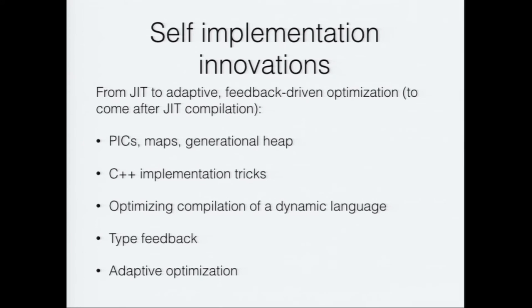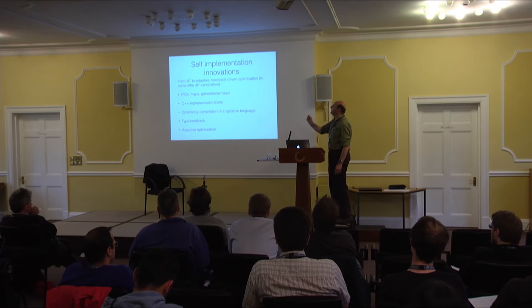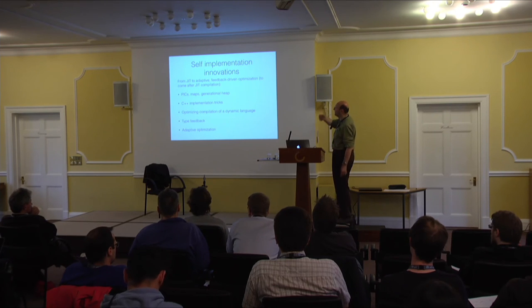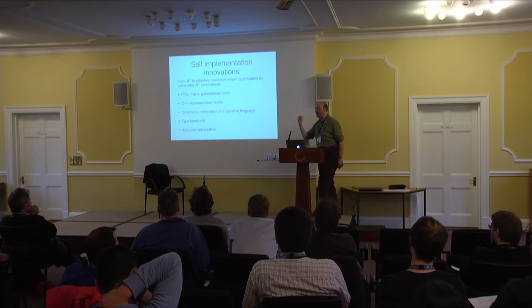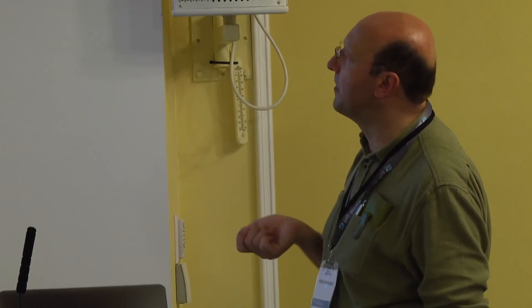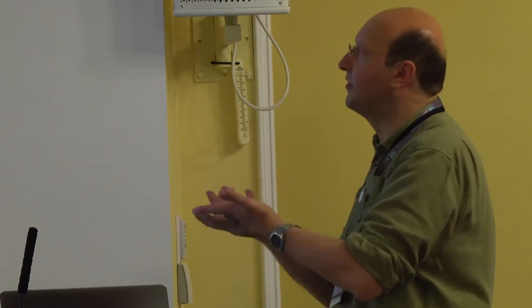So Self took the next set of steps, building on the Deutsch and Schiffman implementation, and brought a lot of virtual machine technology very close to what we see in VMs today. So it went from just-in-time translation, a one-off, do it just at the point where you're executing the code the first time, to doing feedback-driven adaptive optimization. So you compile maybe once, but then you go back and you recompile and you do more and more optimization. And for that, you need both more compilation technology, but you also need the right information to drive the compilation decisions and do the right thing.